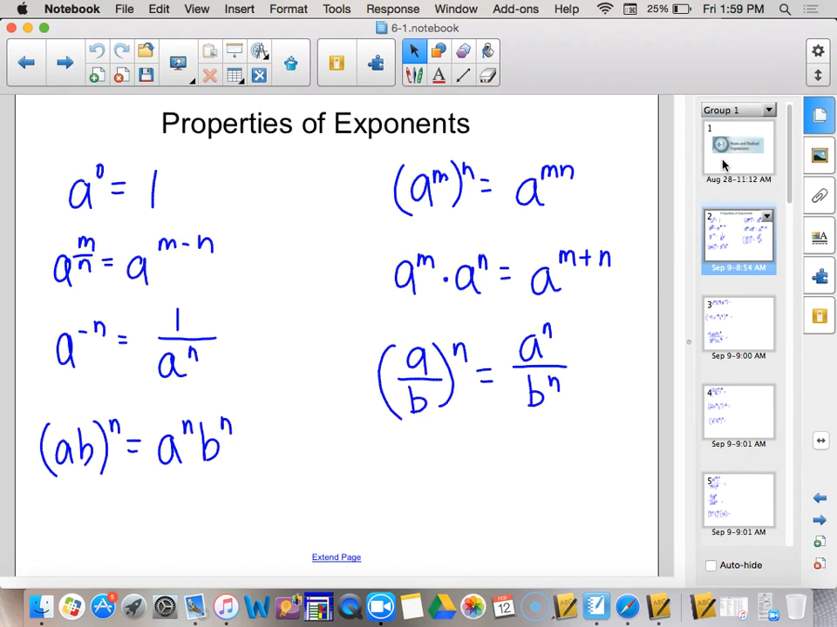Roots and radical expressions. So these are our properties of our exponents. Let's go over them real quick. If I have a raised to the 0 power, and a in our case is any number, okay? So any number raised to the 0 power is always going to give me 1.